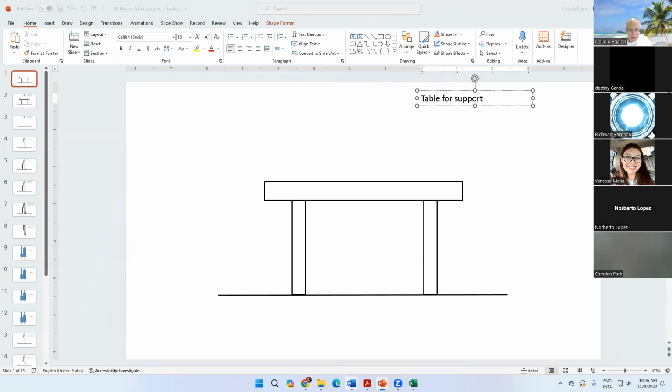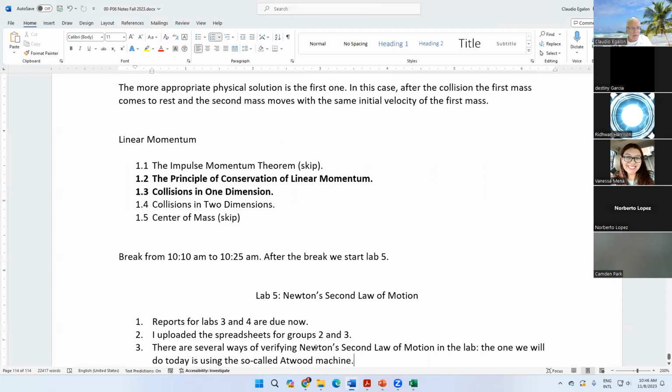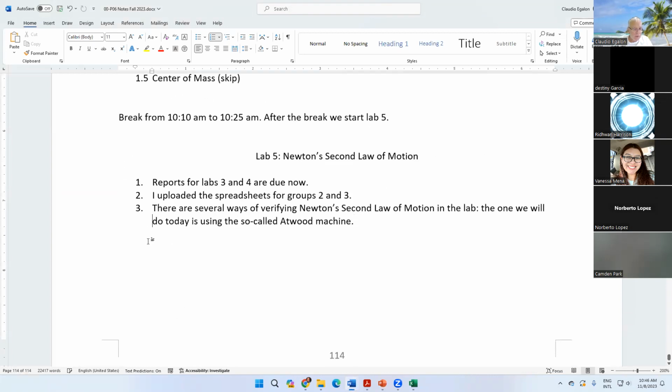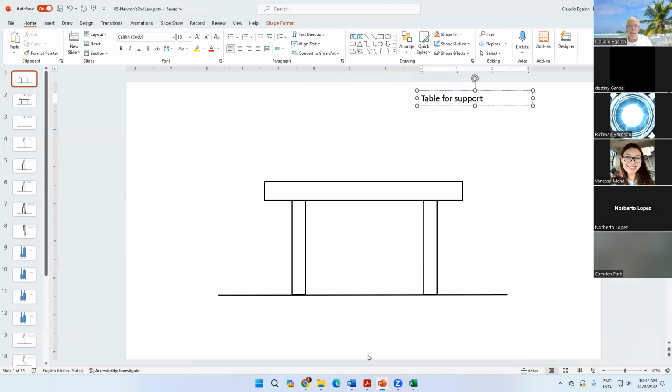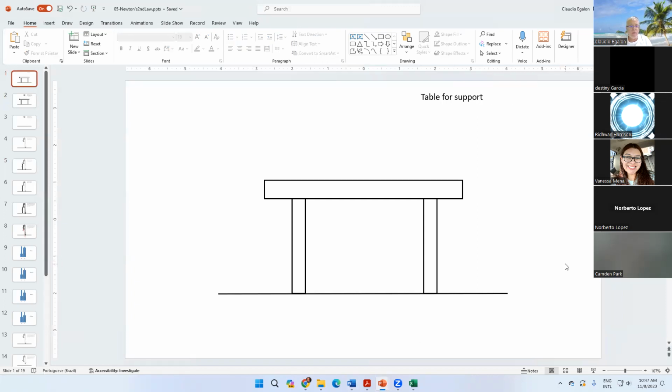Okay, equipment, right? We start here with the list of equipment. Equipment one: table. Good. Table for support of the equipment.